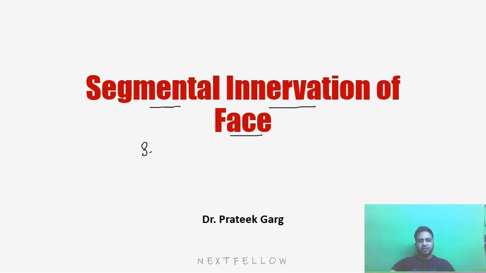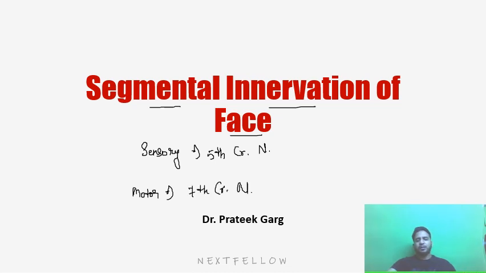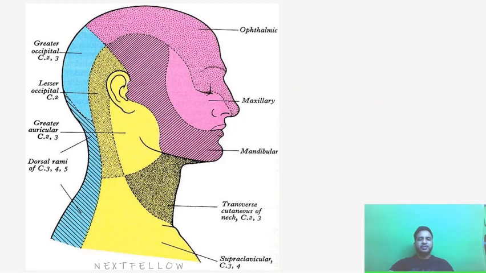So sensory is mainly by the fifth cranial nerve, and the motor supply of the facial muscles, the muscles of expression, they are mainly supplied by the seventh cranial nerve. Now look at this diagram. We all know the fifth cranial nerve, that is the trigeminal nerve. It consists of three branches. The first one is ophthalmic, the second one is maxillary, and the third one is mandibular.